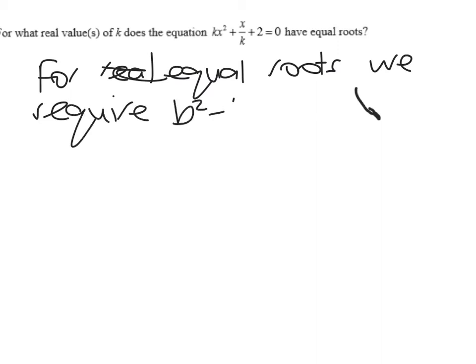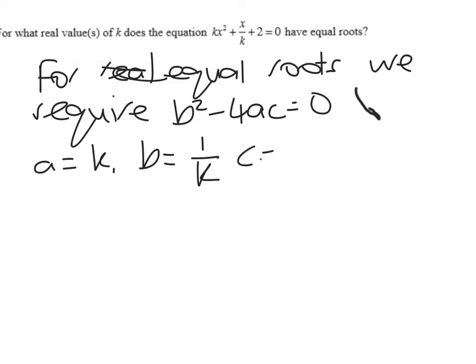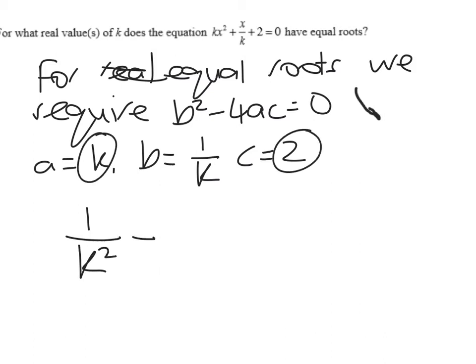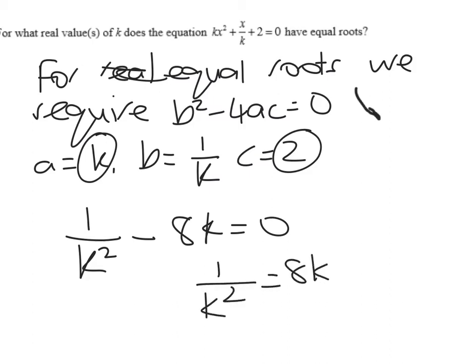So b squared minus 4ac equals 0, a equals k, b equals 1 over k, and c equals 2. So we're going to look at b squared is 1 over k squared minus 4 times those numbers gives me 8k equals 0. In other words, 1 over k squared equals 8k.